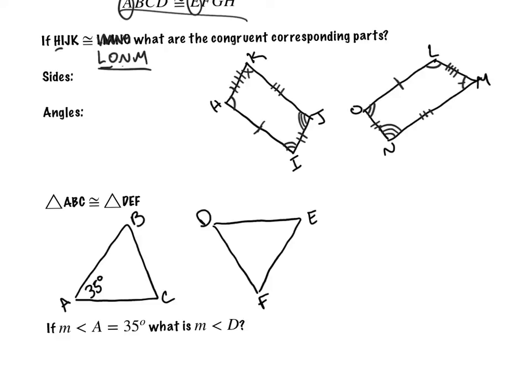So, if I look at this, I have this congruent statement that says triangle ABC is congruent to triangle DEF. So I look and they tell me A is 35 and they want to know what is D. So I need to know, are A and D going to be congruent?